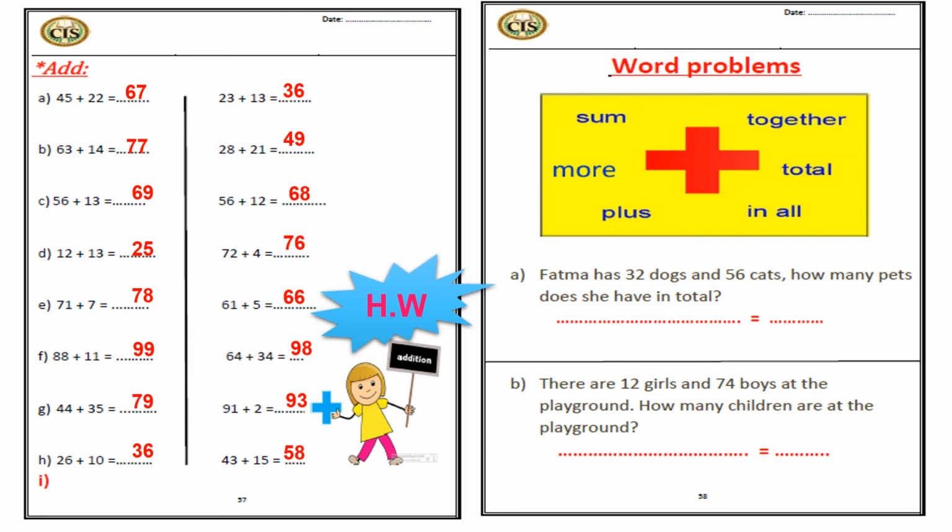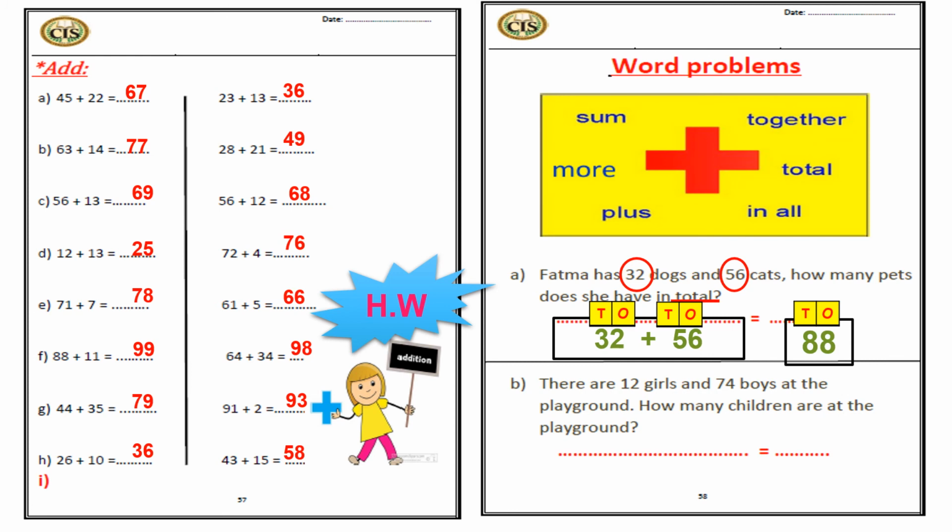So we have steps. Number 1, circle numbers. Number 2, search about the keywords. So the keywords here, what? We have total. So we will make addition. 32 plus 56. Ones with ones, tens with tens. So 2 plus 6 equals 8. 3 plus 5 equals 8. So the sum equals 88.